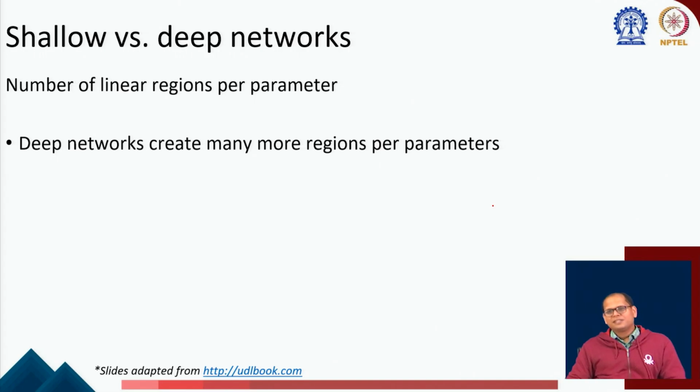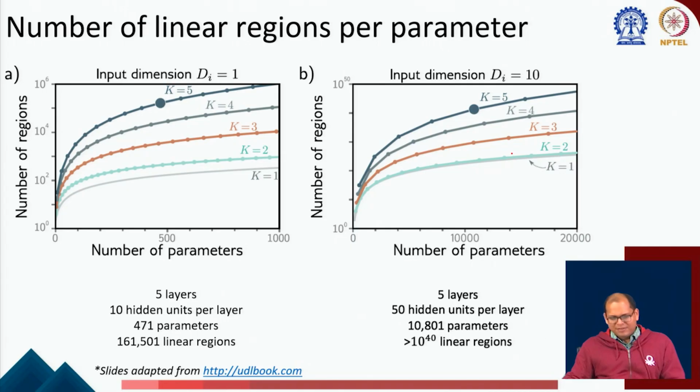Now, what is interesting in terms of difference is the number of linear regions that you get per parameter. Deep neural networks can actually create many more regions per parameter than the corresponding shallow neural network. This is again a very nice plot depicting this. Here k is the depth of the network. k equal to 1 is just a shallow neural network, and we go up to k equal to 5, a deep neural network with 5 layers.